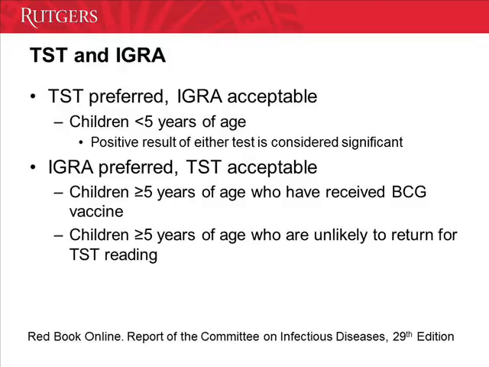Now, a positive result of either test is considered significant as TB exposure. Now, the situations when IGRA is preferred, but TST is acceptable, is in children 5 years of age or greater who have received BCG vaccine. The IGRA is not going to react to BCG where the TST might. And children of at least 5 years of age who are unlikely to return for TST testing. So if you think you're going to put it on the kid and then it's the last time you're going to see them until they're in high school, it's probably better to do the IGRA.